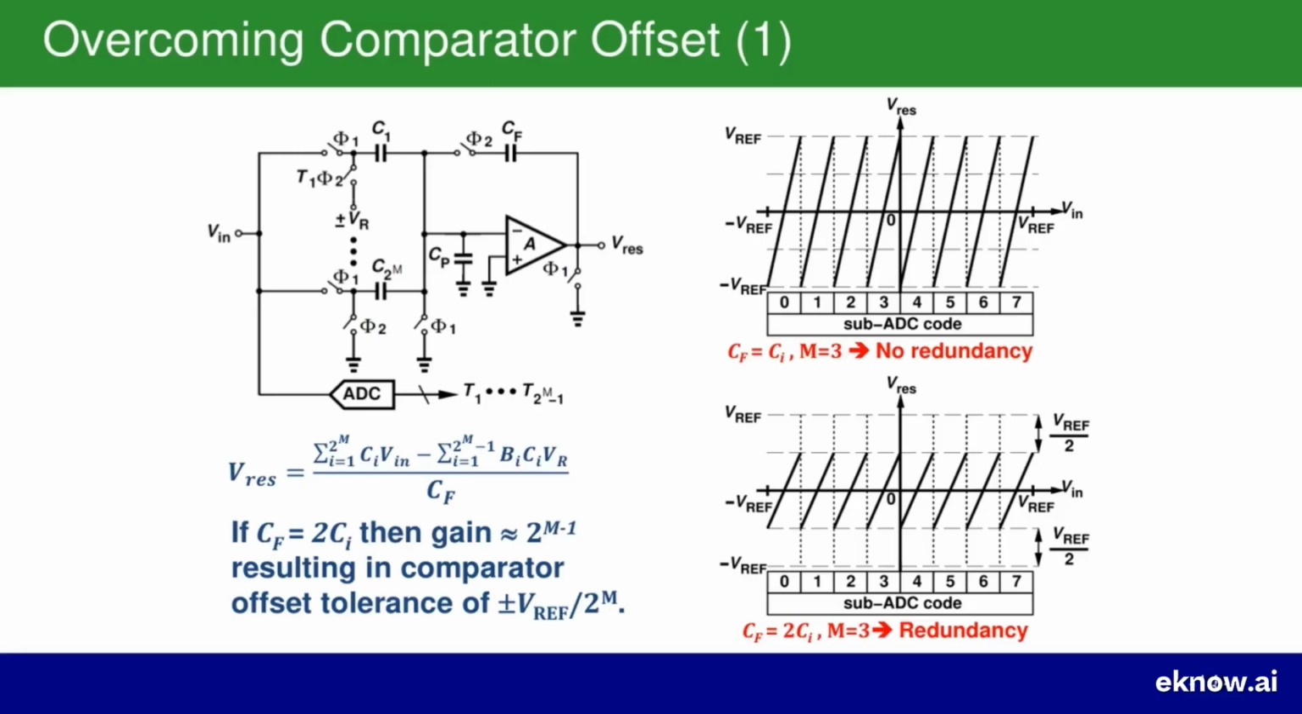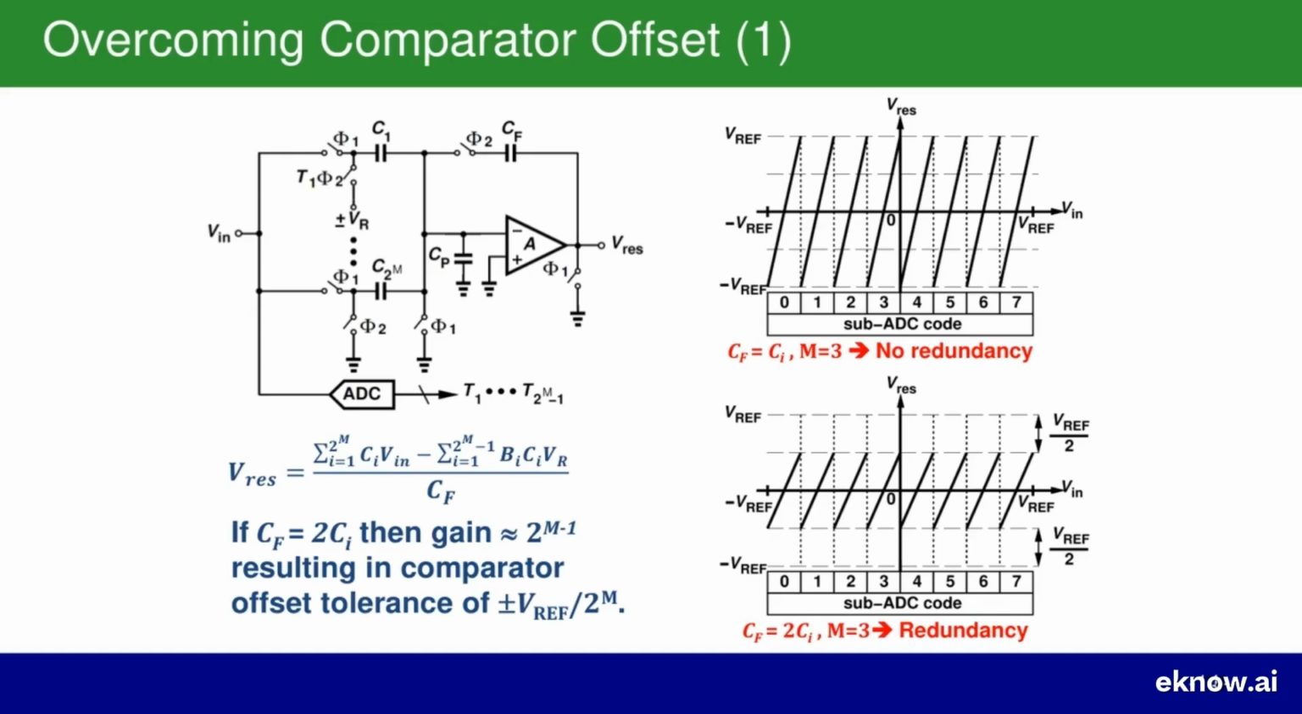Now, let's focus on the bottom graph. This is where the solution is illustrated. This graph shows the same stage, but with redundancy added. The first thing you'll probably notice is that the residue voltage, VRES, doesn't swing as widely. It now only goes from plus VREF/2 down to minus VREF/2. We've essentially compressed the output voltage swing.